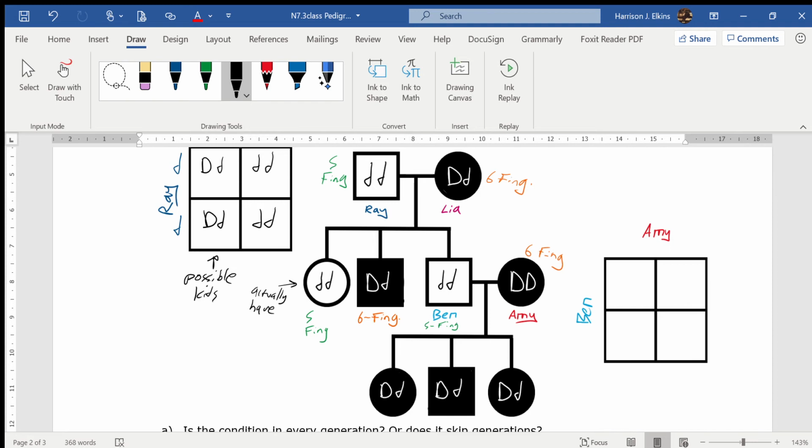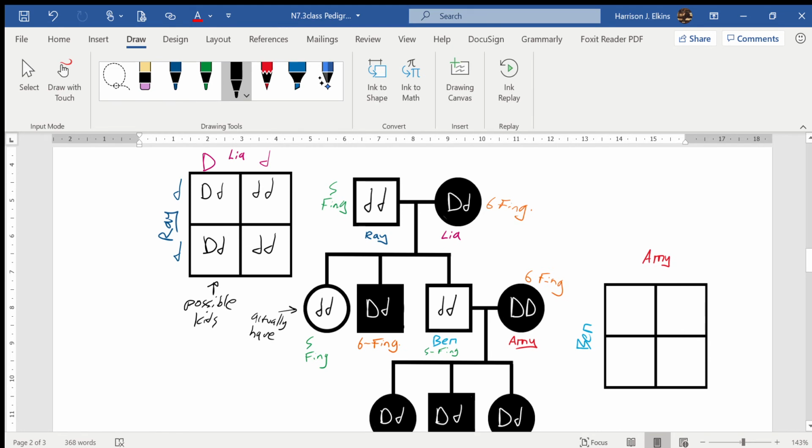All right, so that's the Punnett square for Ray and Leah. So that's why some of them had 6 fingers, and then others of them didn't. So this person would be here. Actually, let's color code this green. I might be doing too much color coding. So that's the proper gene. This person is proper. This person is proper. This person has the gene. So they had 6 fingers.